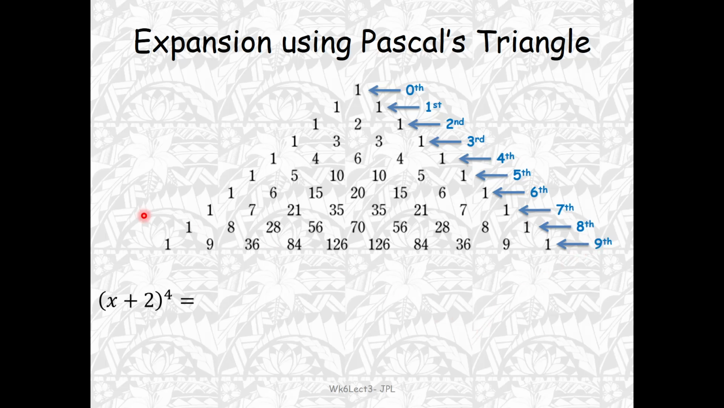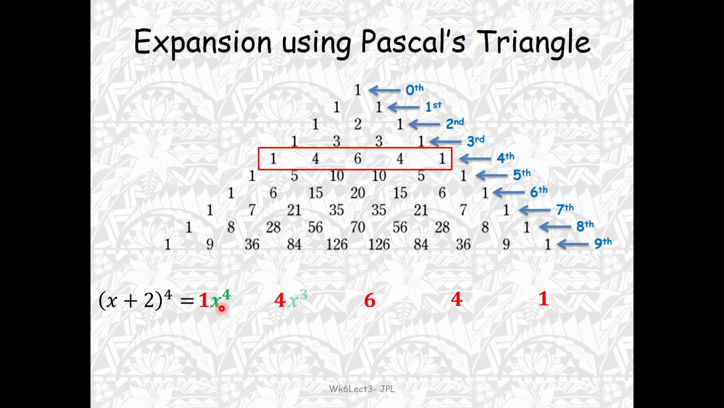Okay, so let's expand x plus 2 to the power 4. So if we have the 4th power, we look at the 4th row here, and you just extract those numbers. So we have 1, 4, 6, 4, 1. And then we bring the first term here and multiply it across.